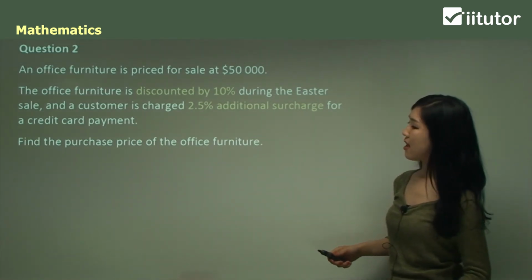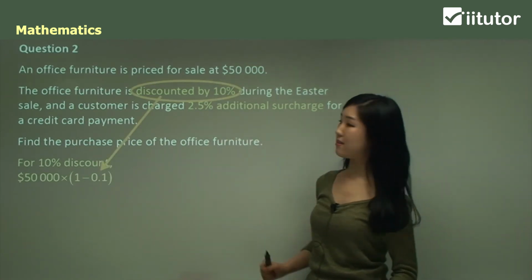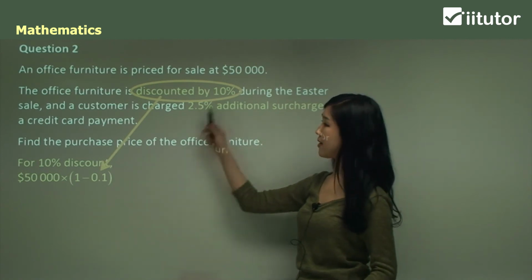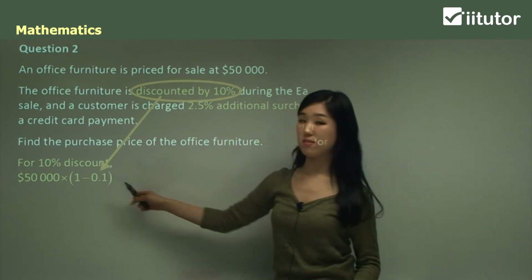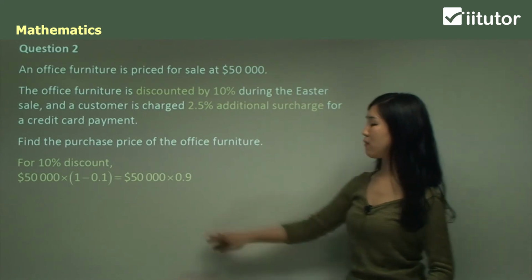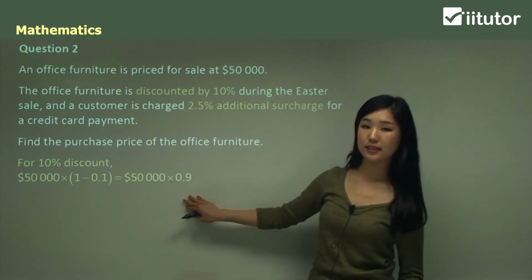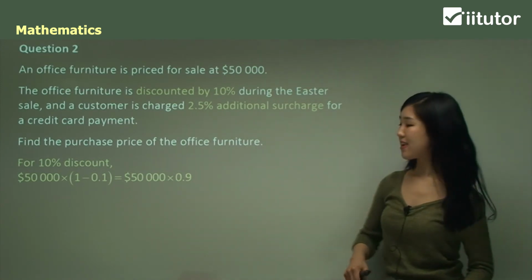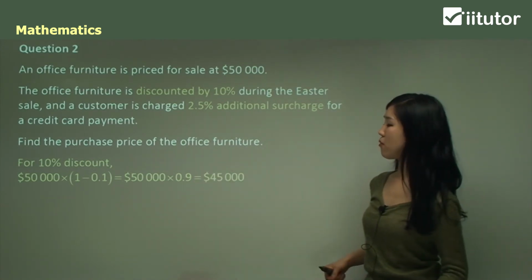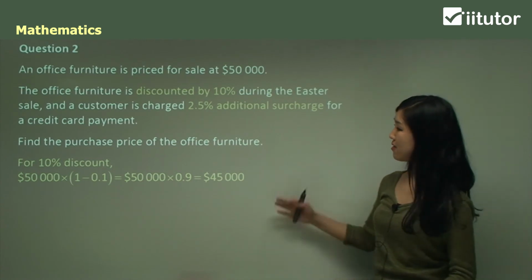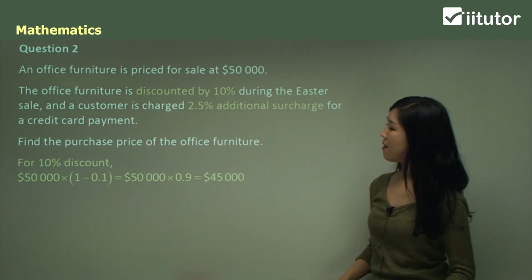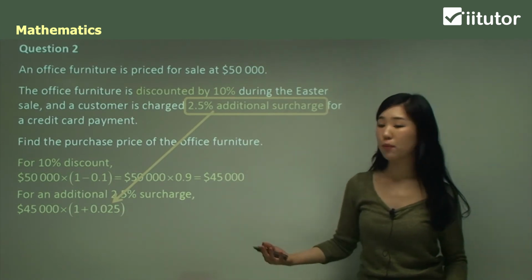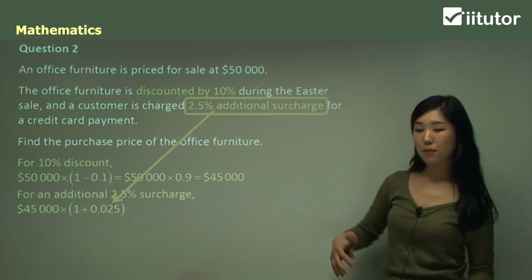So in this case, I'm going to start off by doing the 10% discount. So from the original price, $50,000, I'm going to go 1 minus the 10%, or 0.1 as a decimal. So it's basically saying $50,000 times 90%. Okay, 100% minus the 10%, which is 0.9. Calculate that, that's probably going to be $45,000. So I've discounted the 10%. Now I'm going to do the additional surcharge. This one means adding on top. So I'm not going to be subtracting it, I'm going to add on top.